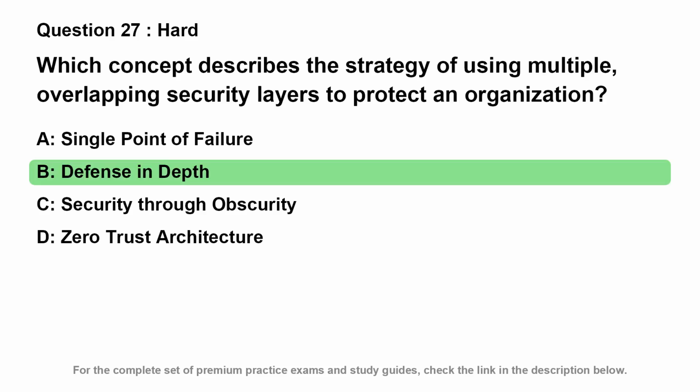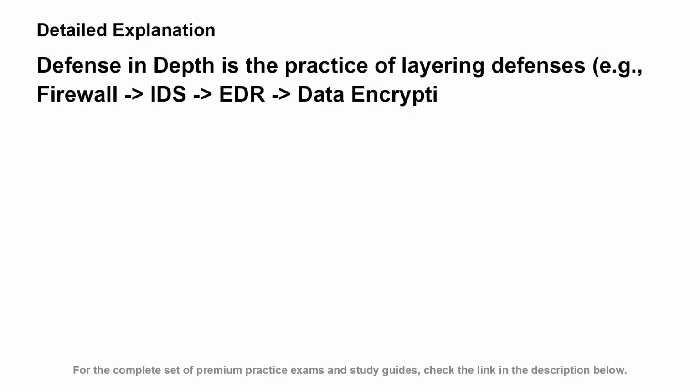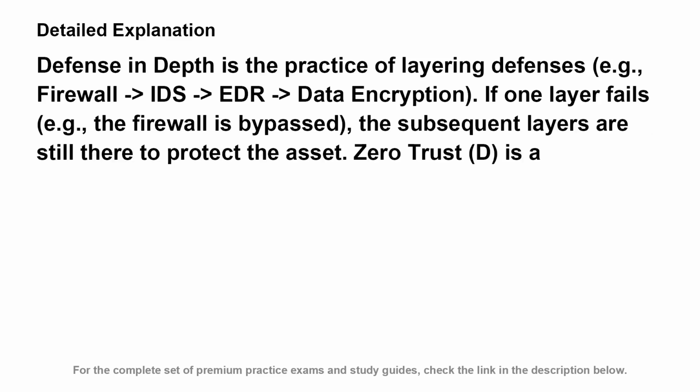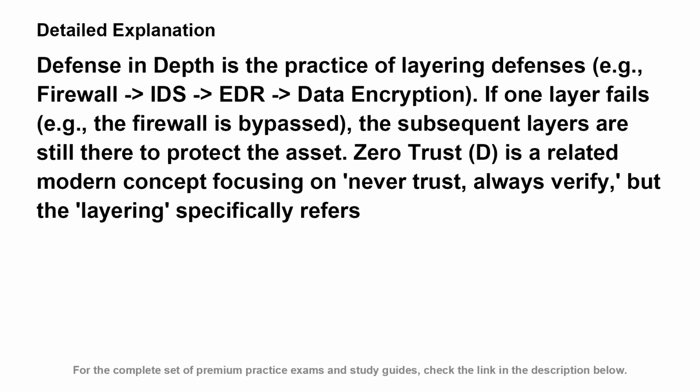The correct answer is B. Defense in depth is the practice of layering defenses, for example firewall, IDS, EDR, data encryption. If one layer fails, for example the firewall is bypassed, the subsequent layers are still there to protect the asset. Zero trust, D, is a related modern concept focusing on never trust, always verify, but the layering specifically refers to defense in depth.